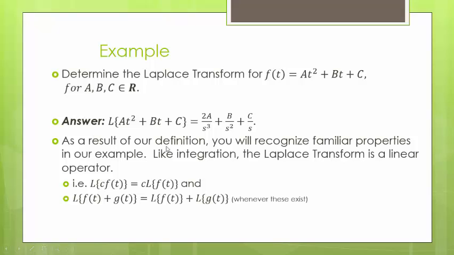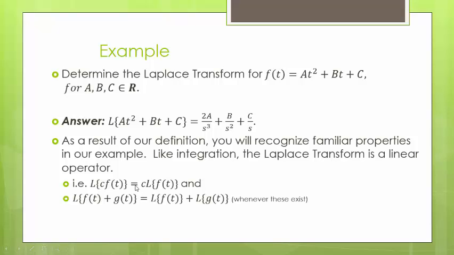One other thing I want to point out. If you have the Laplace transform of at squared, your a remains. The Laplace transform of bt, your b remains. So the Laplace transform, like derivatives, like integrals, we call linear operators. And so linear operators have these 2 properties. If you have the Laplace transform of a constant times a function, you can pull that constant out front and take the Laplace transform. You're familiar with this with derivatives, the constant multiple rule. If you take the derivative of a constant times a function, it's simply equal to the constant times the derivative of that function.